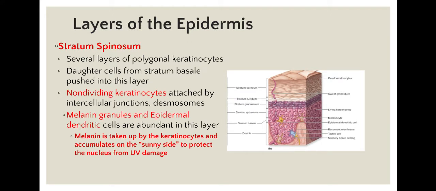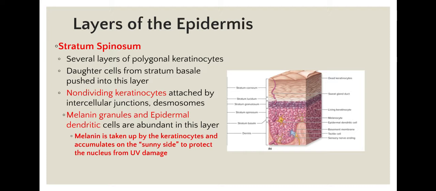If we move up a layer to our stratum spinosum, that spiny layer, that is going to be these polygon shapes, so sort of irregularly shaped keratinocytes. They are coming from the stratum basale. So the stratum basale is doing that mitosis and those cells are getting pushed up. These keratinocytes do not divide. They're attached with those desmosomes, the cell junctions, to keep them together.